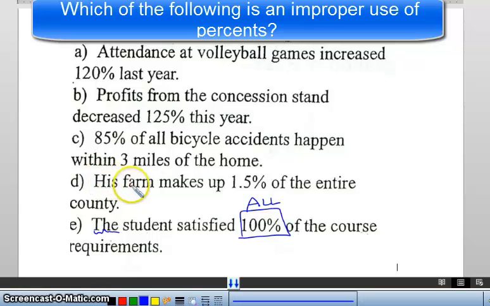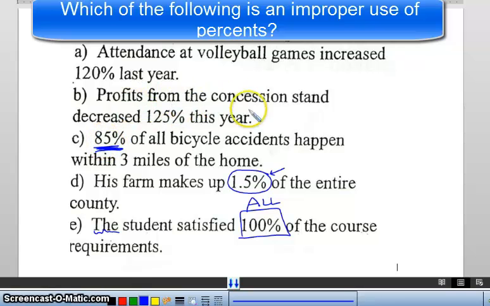Part D says his farm makes up 1.5% of the entire county. 1.5%, that'd be okay. That's one small percentage, just less than 2% of the entire county. So that's logical. C says 85% of all bicycle accidents happen within 3 miles of the home. And yeah, that would be okay as well. It's just like saying I got an 85% on my test.